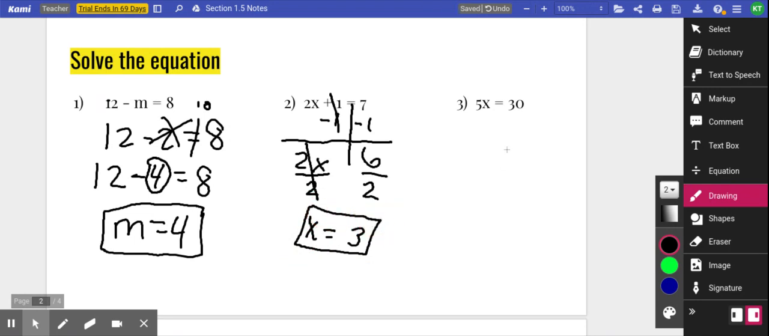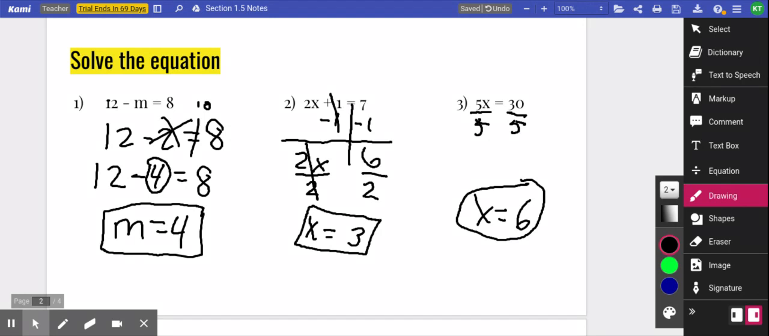Right, and then example 3, I'm looking for 5 times what equals 30. And I should know that 5 times 6 is equal to 30. Plug that in and check, and it checks out. Now, 5 times x is 30, right? If we use our inverse operation of division, 30 divided by 5 equals 6. So in either way, it doesn't matter how you go about it.